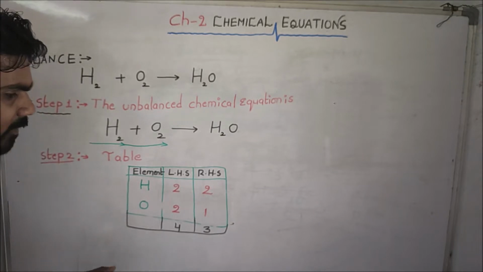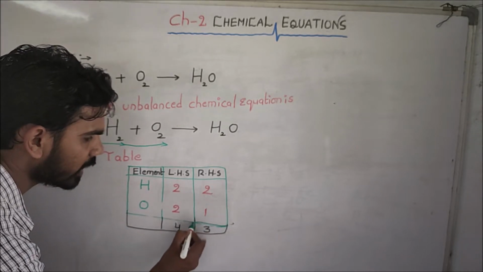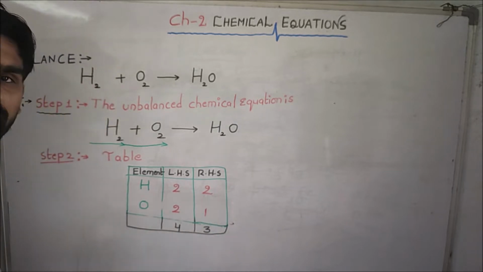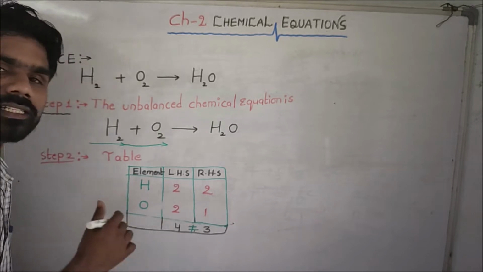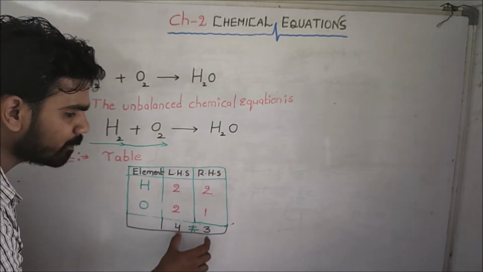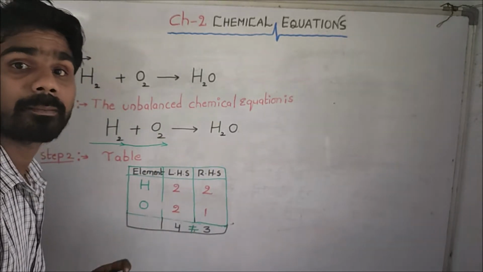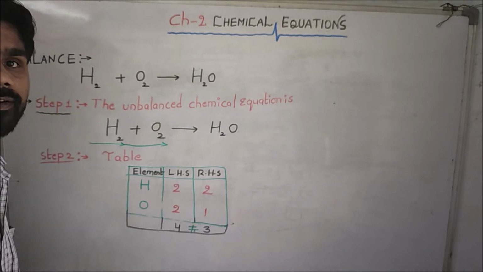Now see, are they equal? No, they are not equal. 4 is not equal to 3. Now it is called unbalanced. Now this unbalanced equation we have to make balanced. How to make it, we will see.